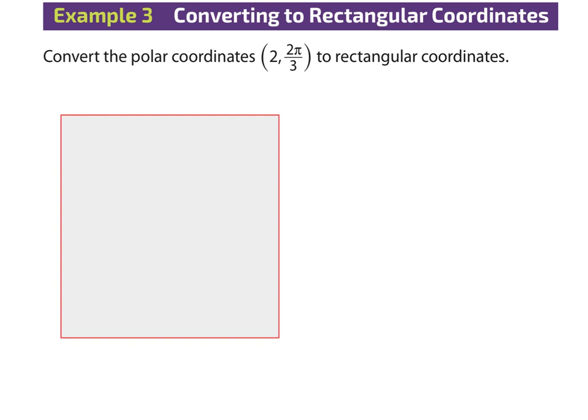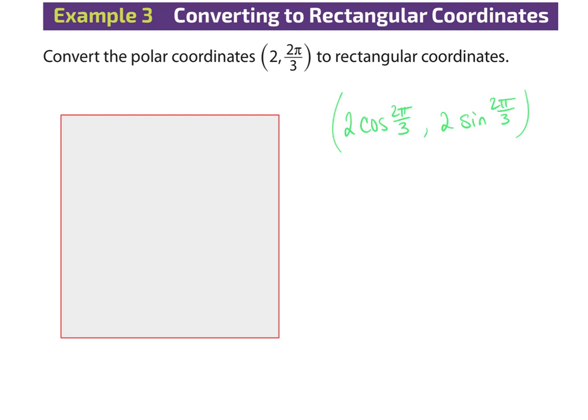So let's look at this one. Convert the polar coordinates to rectangular coordinates. I'm going to take my r, which is 2, and multiply it by the cosine of 2 pi over 3, and then 2 times the sine of 2 pi over 3. These are known on the unit circle, 2 pi over 3, right? That's a 60 degree in which quadrant? In the second quadrant, right?